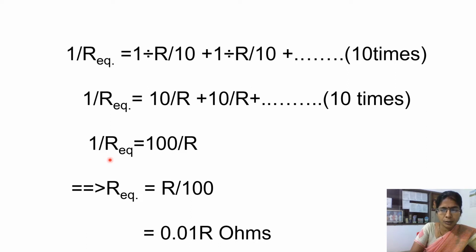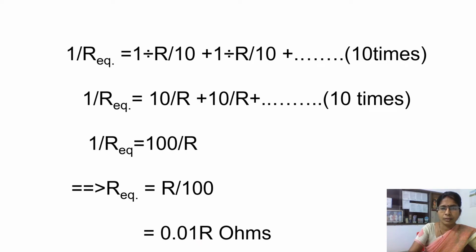But here we need to find out the resistance in parallel combination. So the reciprocal of this value gives its resistance, which is equal to R by 100. Since it is 100 in the denominator, we can directly write it as 0.01 and R, the value of R. And its units are ohms. So resistance in parallel combination of this is equal to 0.01 R ohms.